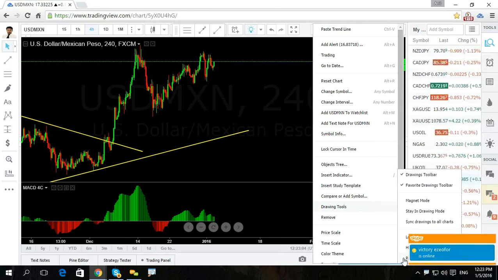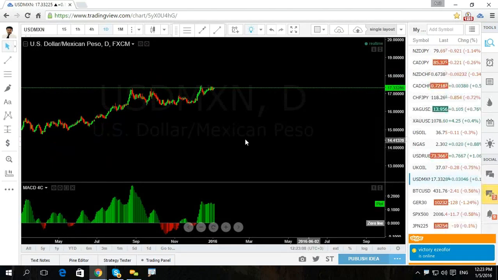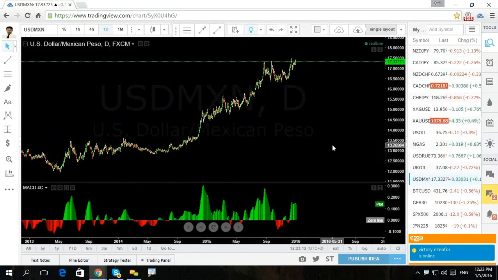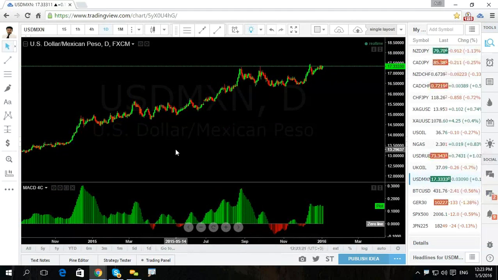Remove all drawing tools and put it on a daily chart. If you're stuck with this chart and you have to decide what to do, I'm pretty sure all of you will be confused already, right? I can make it a little bigger for you. Look at this chart and tell me where you think it's going to go. For the fun of it, tell me how many of you think it's going to go up, how many think it's going down. Just type U for up, D for down. Everybody, let's see.